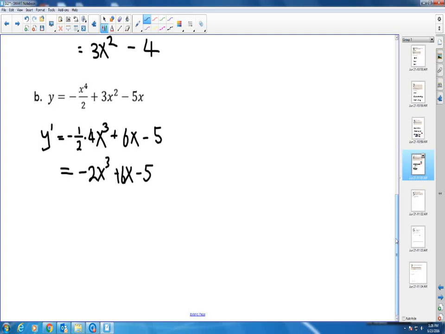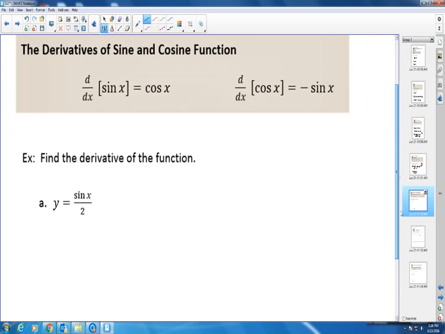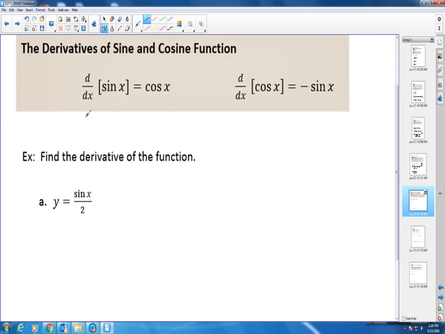Another rule I want to look at here is the derivative of sine and cosine. The derivative of sine x with respect to x is going to equal cosine x. The derivative of cosine will actually equal negative sine of x. I can graph the sine function to show you that the slope of the tangent line at every point for sine x is the same as the value of cosine of x. That's why it's equal to cosine x.